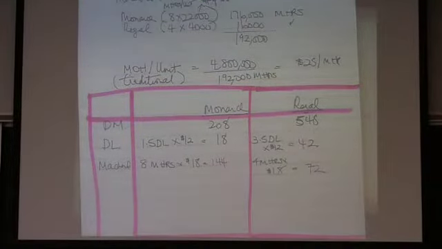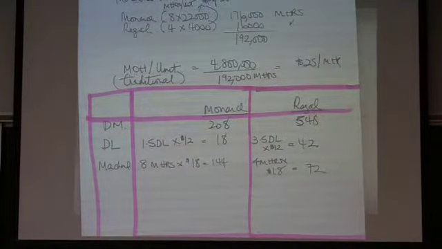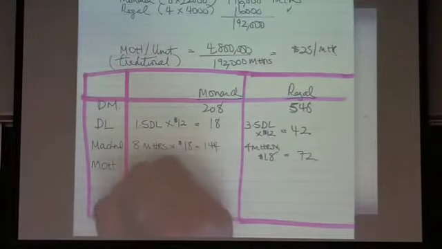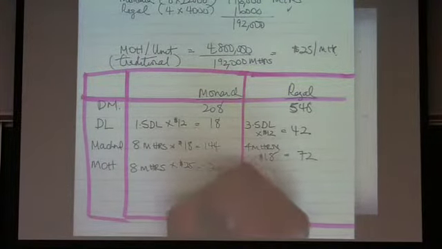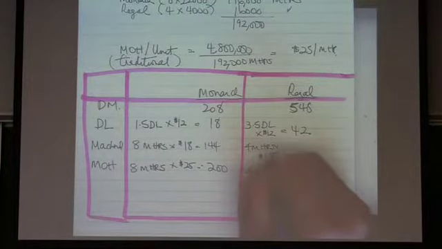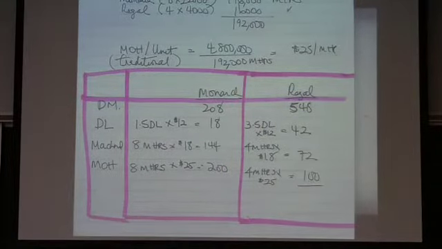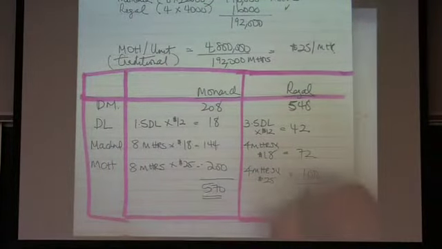Now, under the ABC, these three would be the same because those are direct. Direct costs can be easily traced to a particular cost object, Monarch and Regal. But for the MOH, this is where we use the traditional costing. We're going to take 25, so 8 machine hours times 25 gives us $200. And this is 4 machine hours, which gives me $100. So altogether, this is $570 and this is $798.